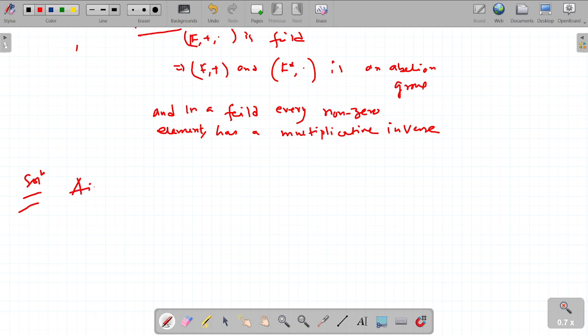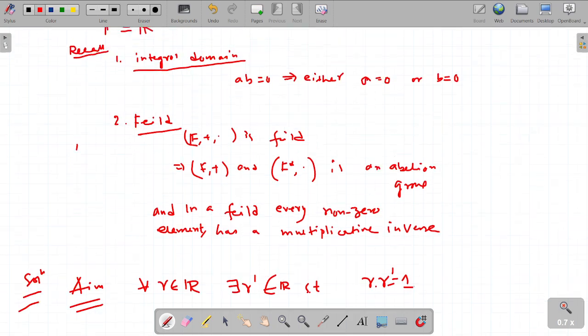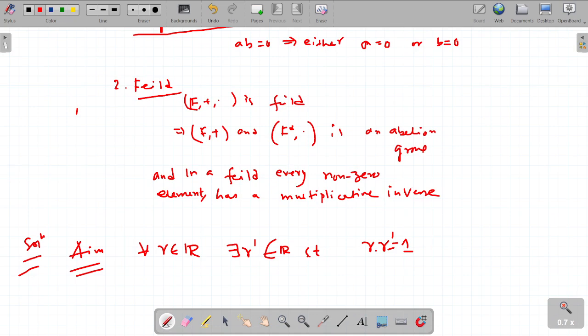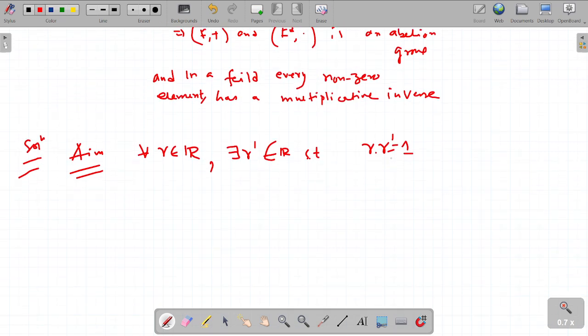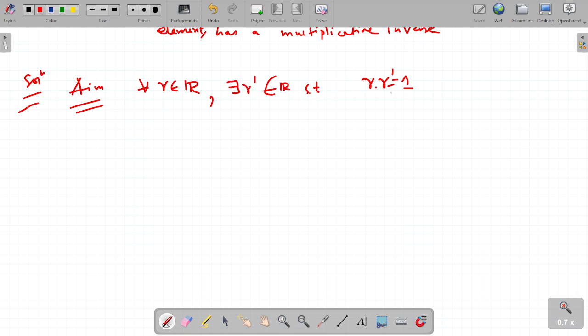So the aim is, for all r belonging to R, because we have to show that R is a field, there exists r dash belonging to R such that r times r dash equals 1. This is my aim to show that R is a field. If I am able to show that for all r belonging to R there exists r dash belonging to R such that r times r dash equals 1, then we are done. Now how can I proceed?